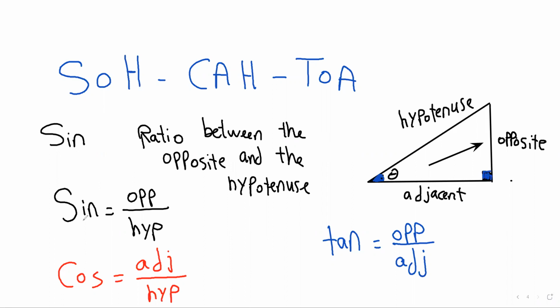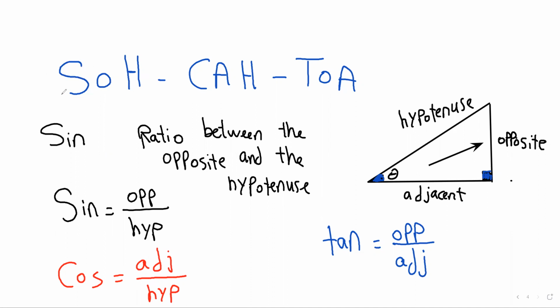Okay. And cosine, the cosine of the angle. What is the meaning of cosine theta? Cosine, simply, is the ratio between the adjacent and the hypotenuse. So cosine equals adjacent over hypotenuse. And tan also is a ratio between the opposite and the adjacent. And remember this word, SOHCAHTOA.